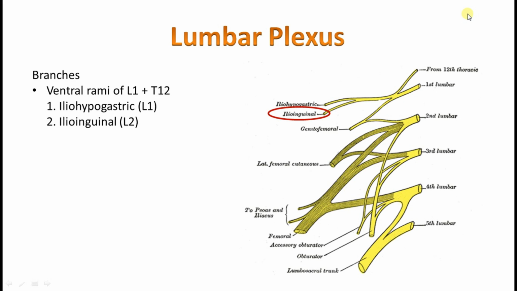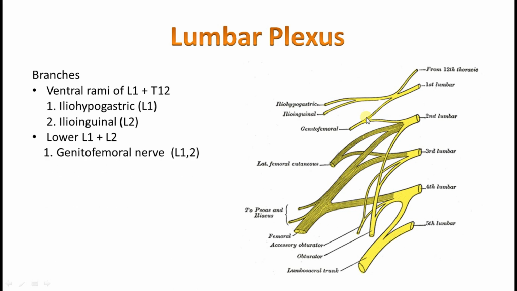Okay, so the large upper branch is a combination of contributions from L1 and L2. L1 joins with T12 and divides into a large upper branch and a small lower branch. The small lower branch joins with the branch from L2 to give rise to the genitofemoral nerve. The genitofemoral nerve again divides into the genital branch and the femoral branch.